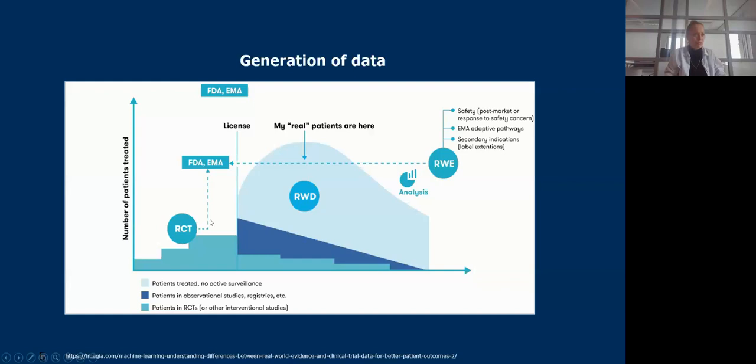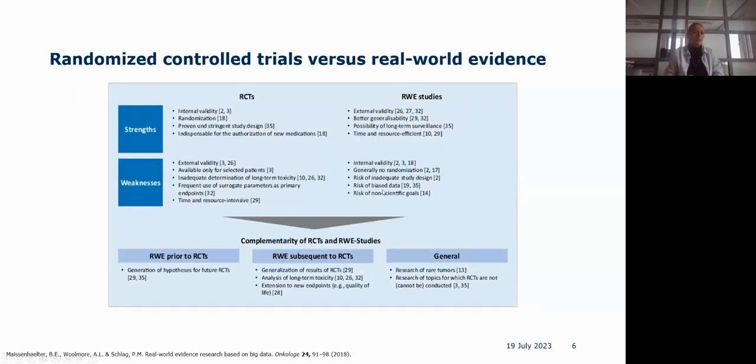In the beginning, of course, you have those trials where data is generated for the approval, but after market access you get a large generation of data, and also data you can use to answer a lot of other questions. So why do we actually want those other types of data? Of course, the trials are very good due to their randomization. What they answer is: does this treatment work or not? And is the effect due to the treatment?